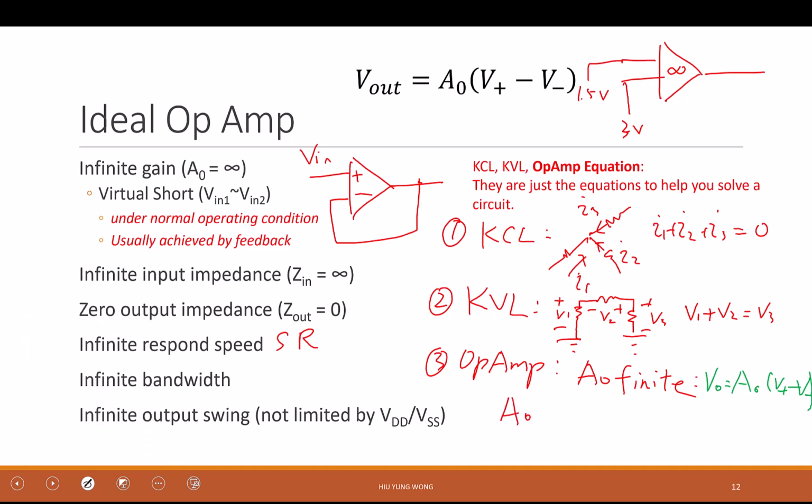If A is infinite, then which one do we use? V plus equals V minus. Okay, but can we use this all the time? You need to check if they do have the right connection. If not, then you will use this one, because when they don't have the right gain, the gain might not be infinity anymore. But just for the class, for the exercise, you can use this.